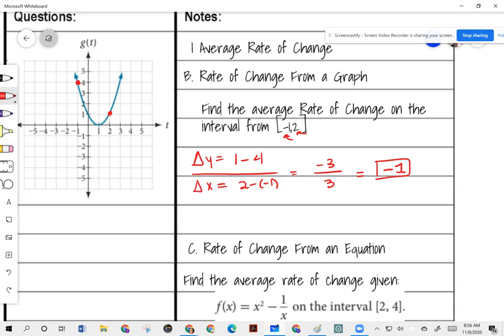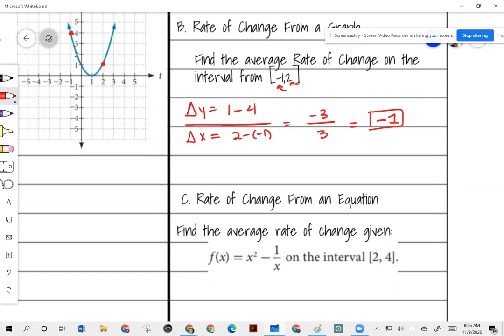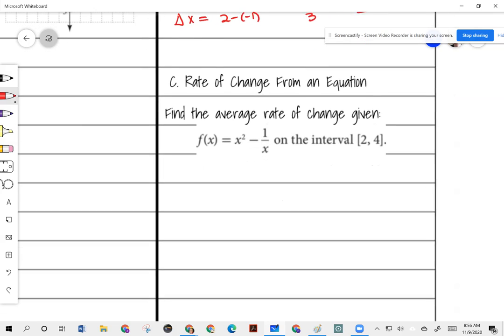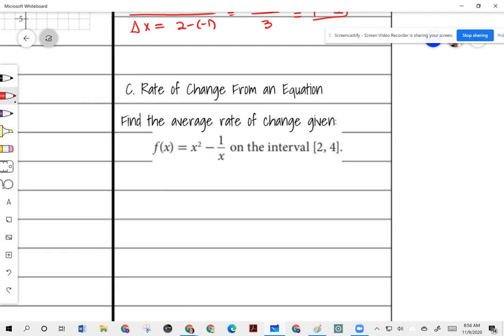And that kind of makes sense because for the most part, over the entire interval, we are decreasing. And so it looks like that has that negative kind of slope to it. All right. So we have now a rate of change from an equation.